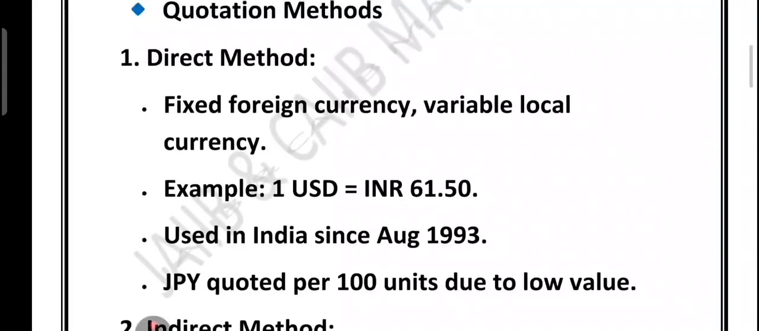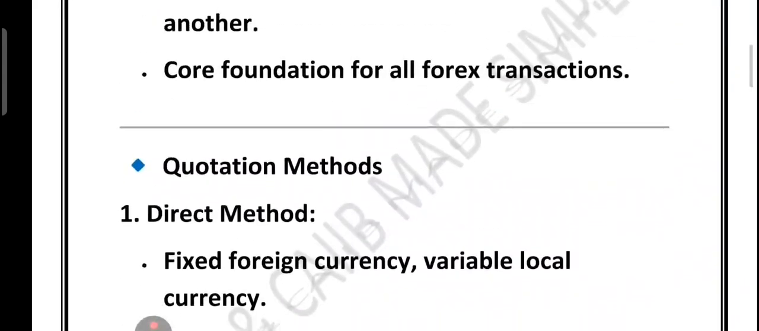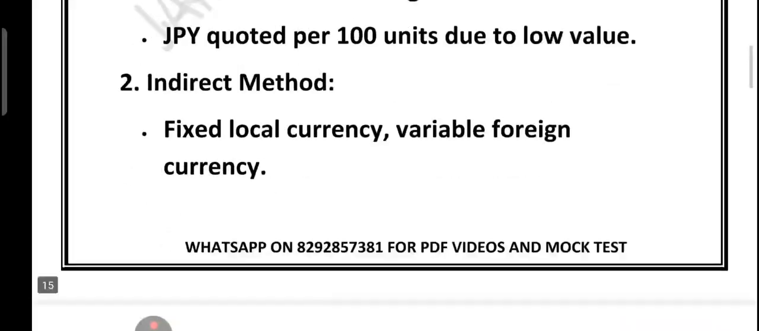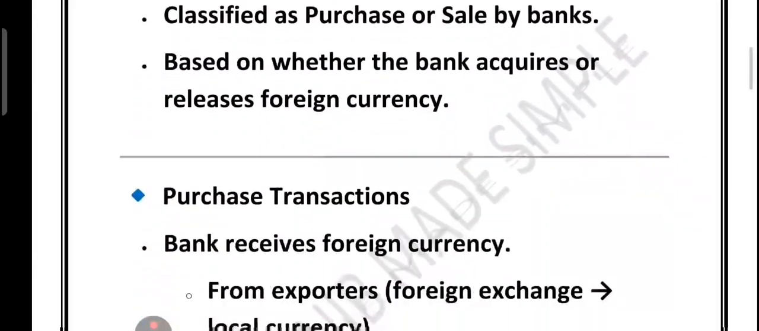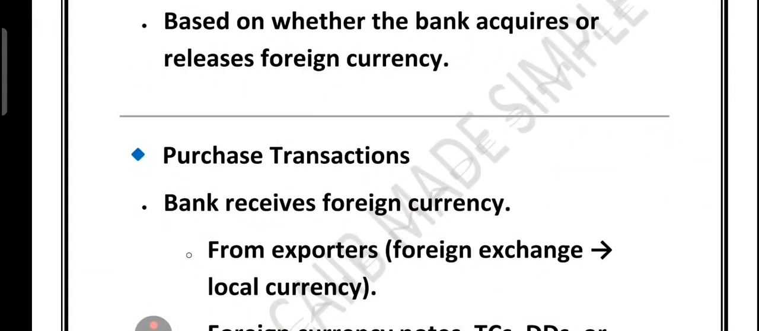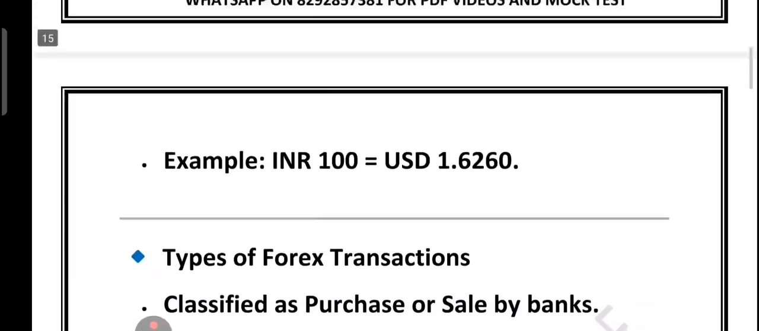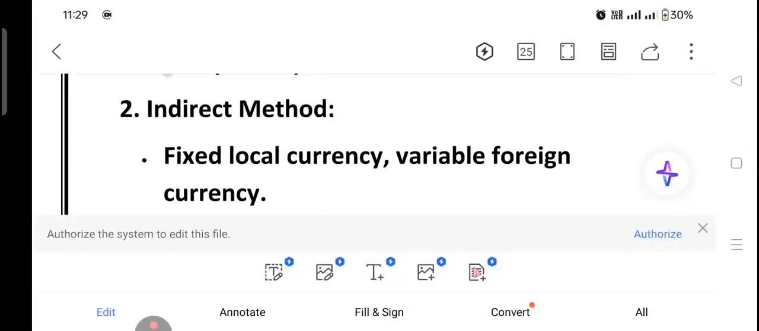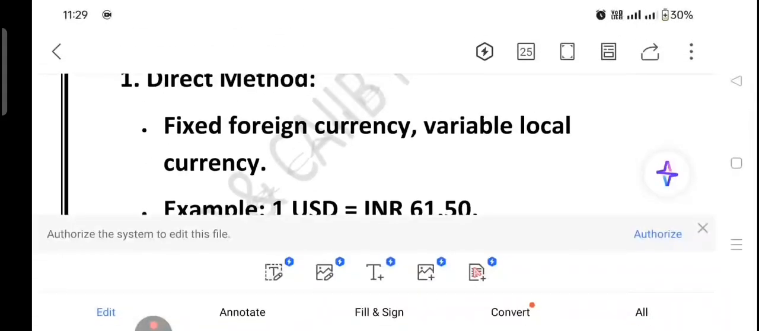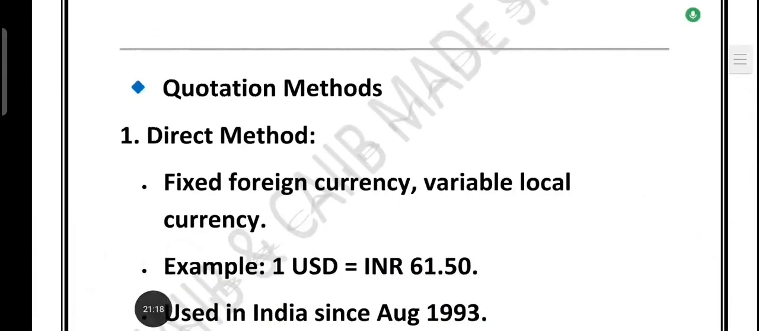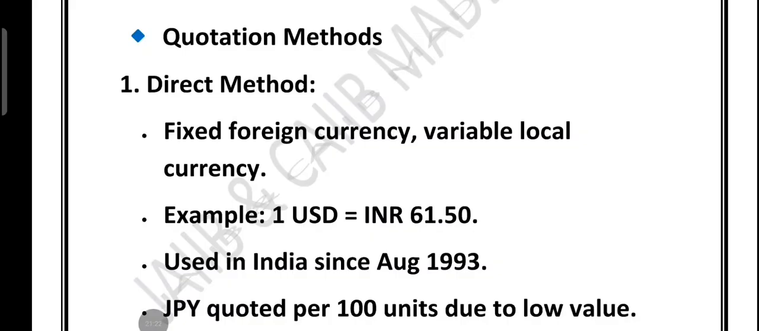Now friends, let's look at some rules regarding forex transactions. Basically, there is something called variability in rate, and then we have the sell transaction rate. Here you can see there are two ways to quote. The first way is called the direct method. The second way is called the indirect method.